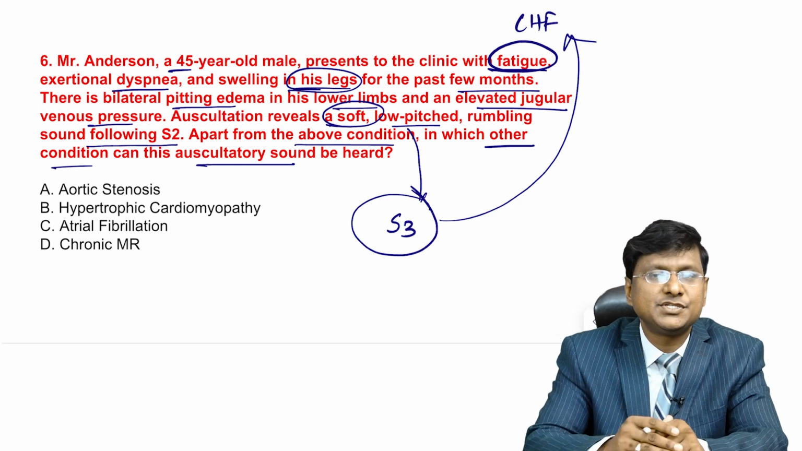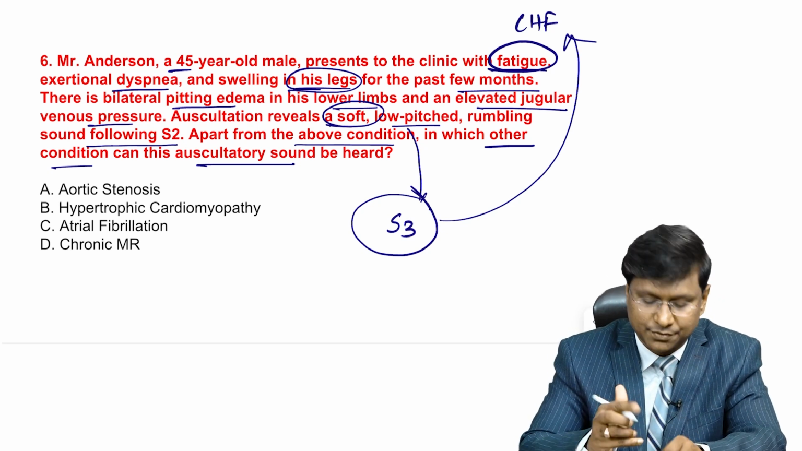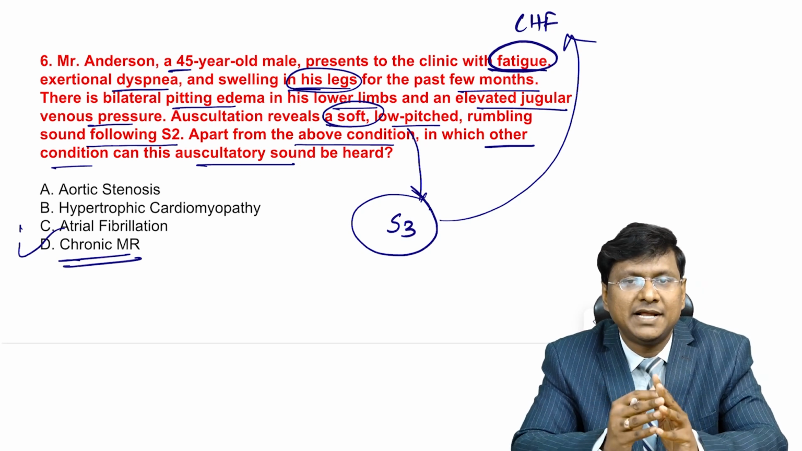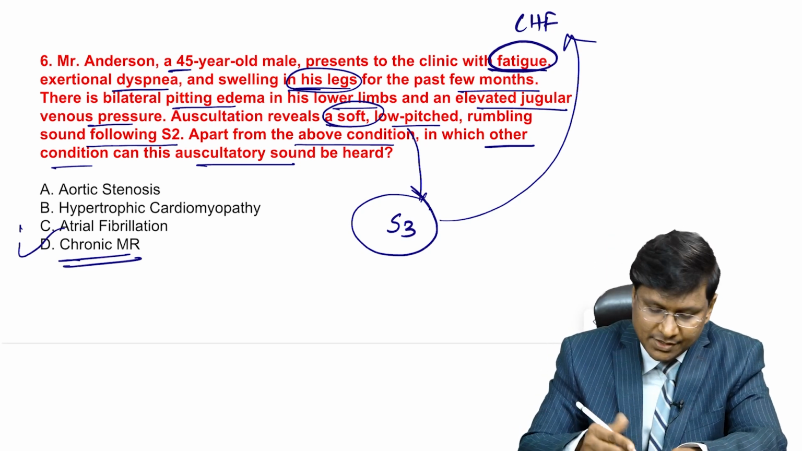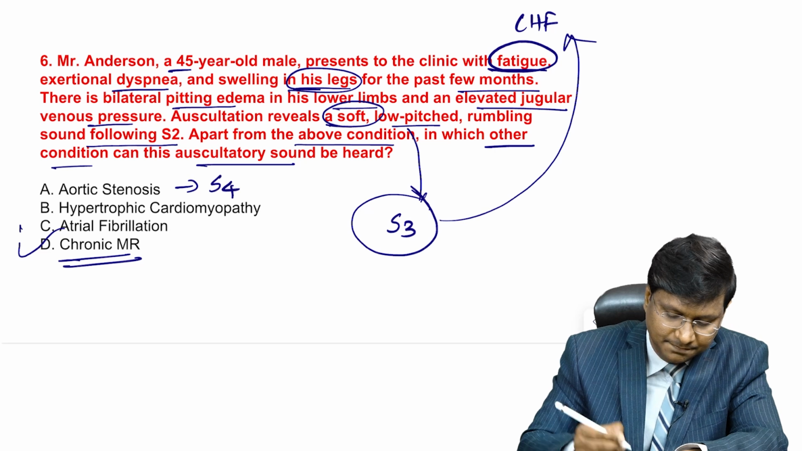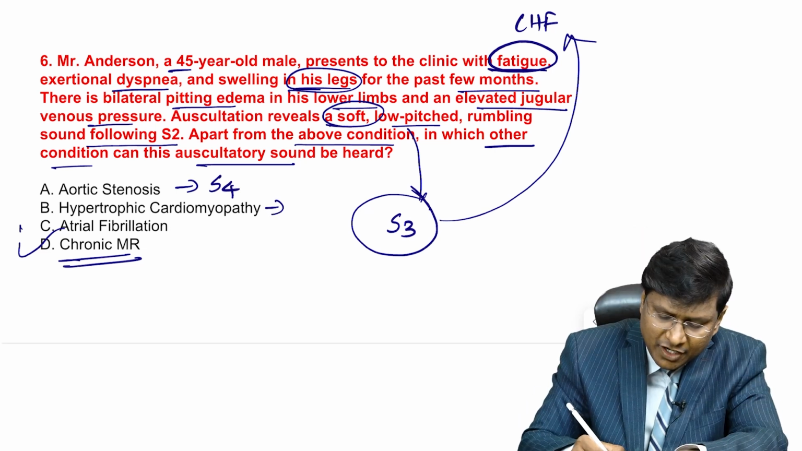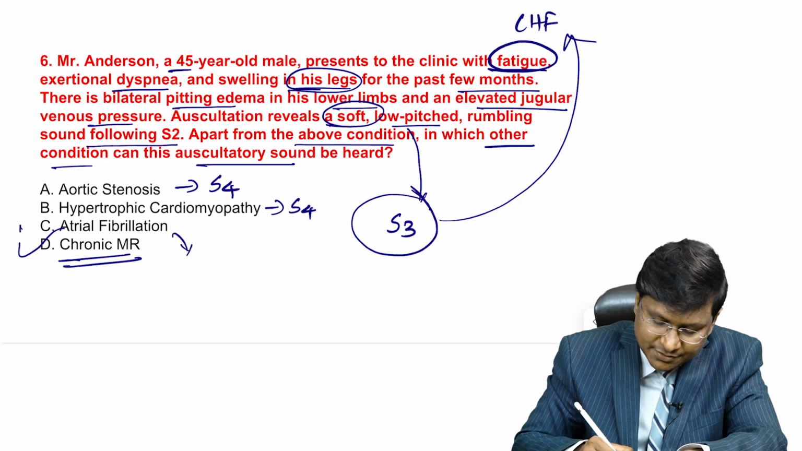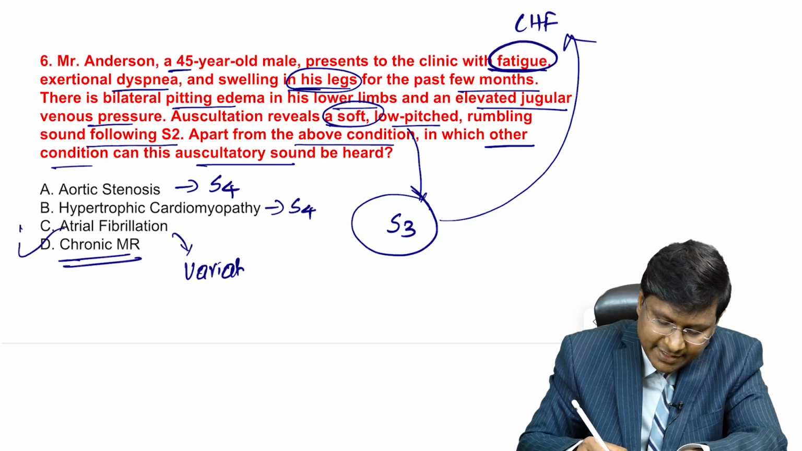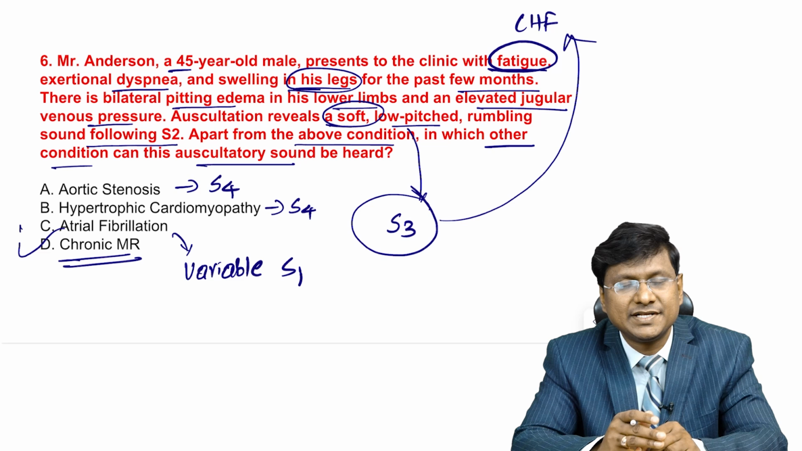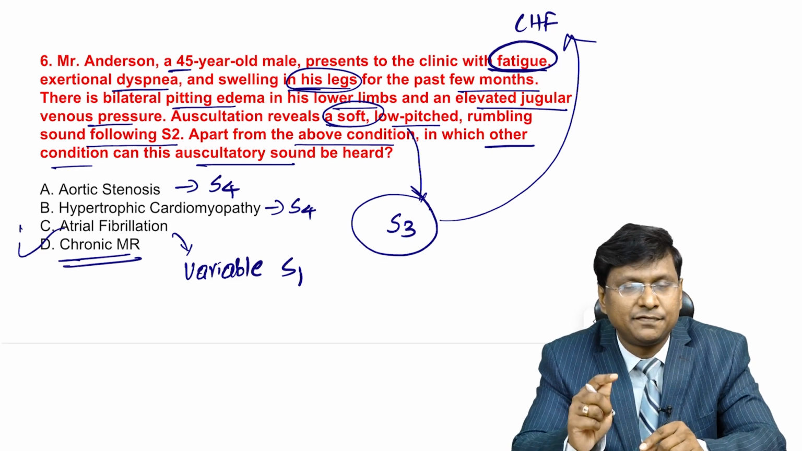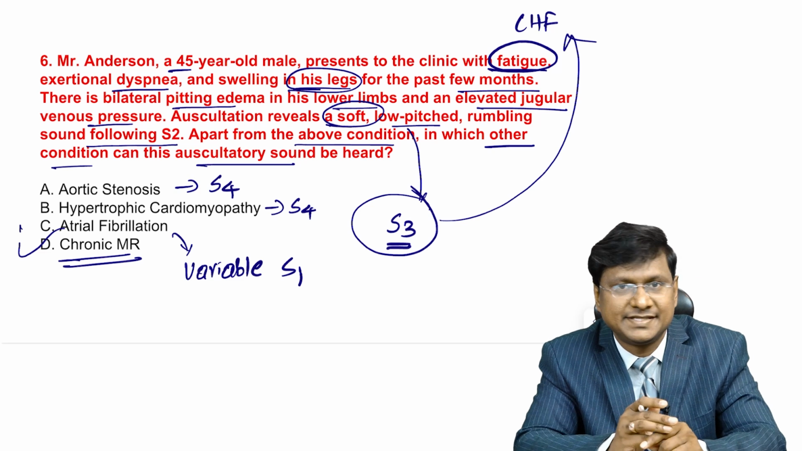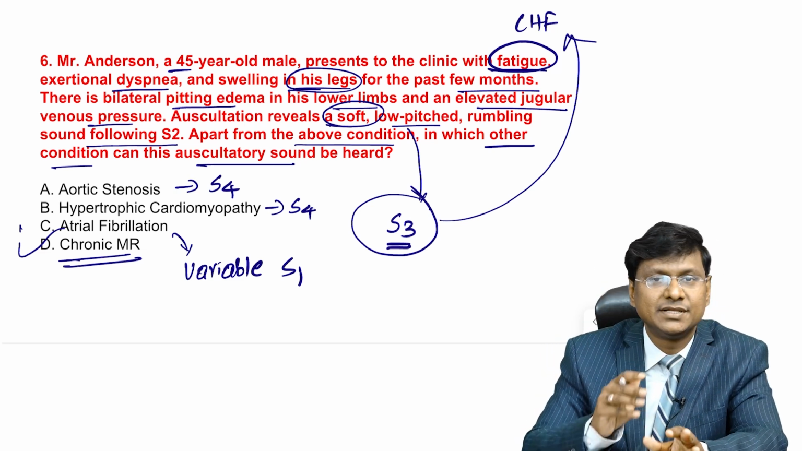And what are the other conditions where you will have S3 in the options given to you? It is present in chronic MR. In aortic stenosis, you will have S4. In hypertrophic obstructive cardiomyopathy, you will have S4. In atrial fibrillation, you will have a variable S1. Whereas in chronic MR, there will be development of congestive heart failure or left ventricular failure resulting in the development of S3, right? So the answer here is chronic MR.